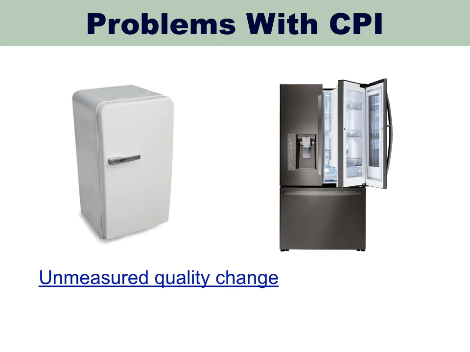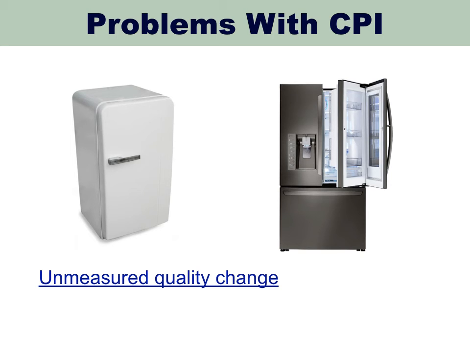And then we have the unmeasured quality change. And this can arguably be a problem with GDP deflator as well. But we generally just associate it with the CPI. When we're talking about things that change over time with respect to quality, that quality change is not included in the calculation, right? So here we have an old refrigerator versus a new refrigerator. Well, that refrigerator is in the basket back in 1950, and it's also in the basket in 2020.